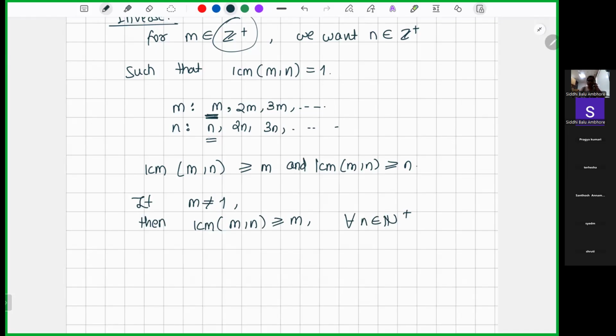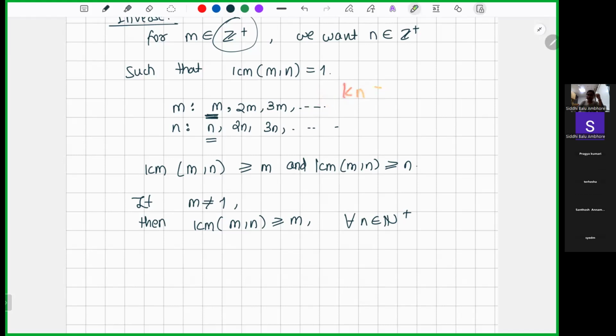Because even if it is n, yes, it is greater than or equal to both. Because if the LCM is n, it would match with one of the multiples of m here, maybe some kn, and this kn is anyway greater than or equal to m, and n is anyway greater than or equal to n. So I hope you understand what I'm trying to say here.